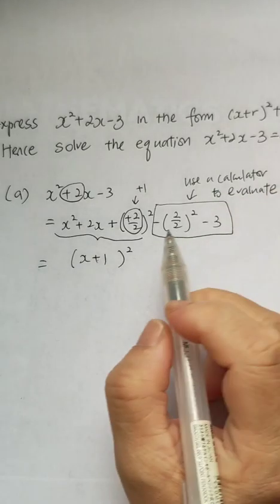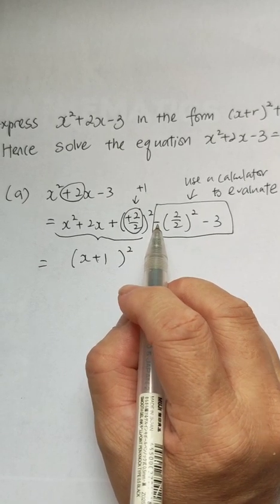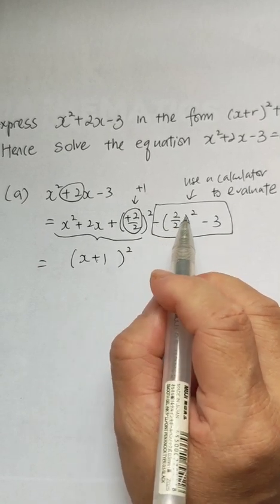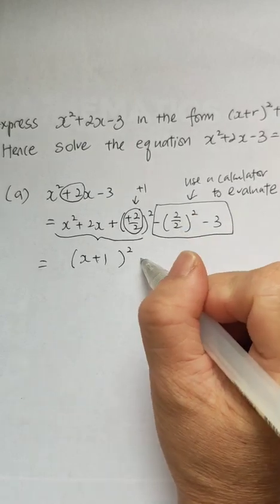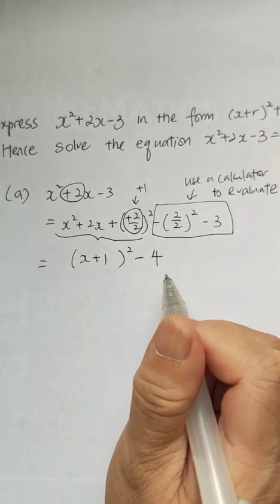However, when you use a calculator, be very careful. Just make sure you key in the negative. So it's negative bracket 2 over 2, close bracket square, minus 3, and then from your calculator, you will see that negative 4 is the answer. So that is part 1, pretty easy.